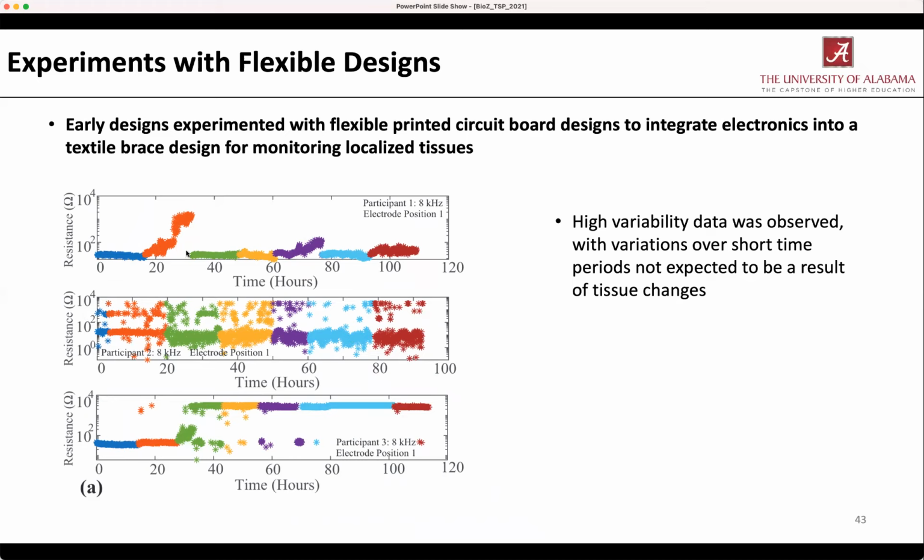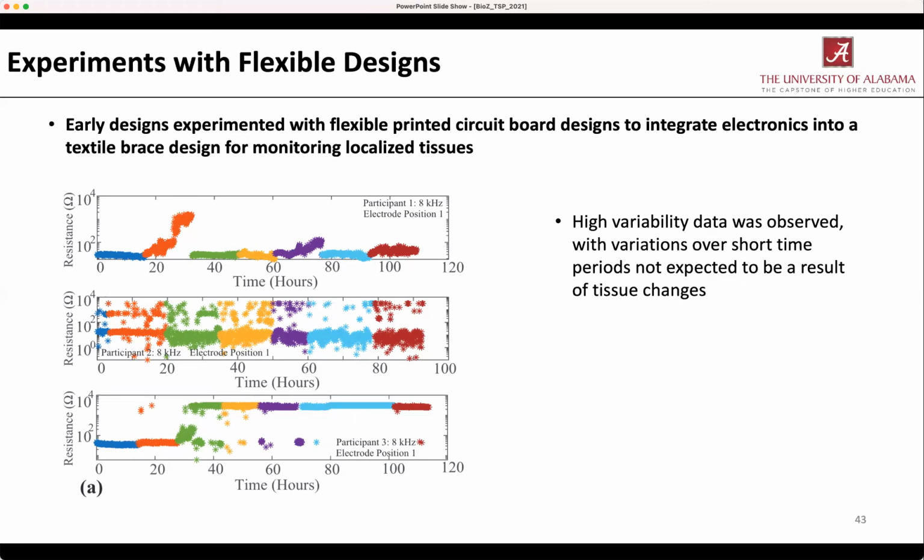Participant 1 looks pretty consistent for all the days, but on day 2 we see some fluctuations, alterations. But look at participant 2 and participant 3. High variability data throughout the entire period. Low variability data through day 1 and day 2. Day 3 looks like a break event because we hit kilo ohm level data for the rest of the 7 days while they're wearing it. So we see that when we used a flexible printed circuit design, we did not obtain clean data like we saw when we used better cabling systems.